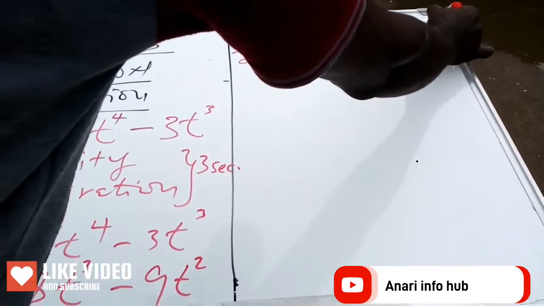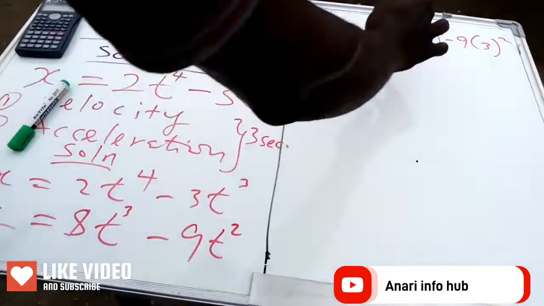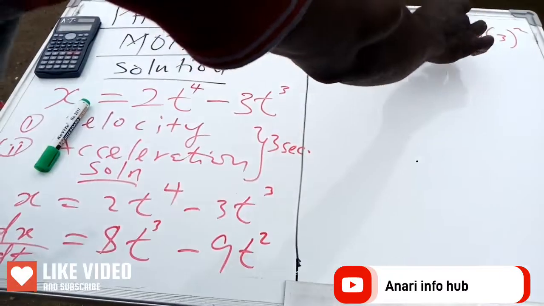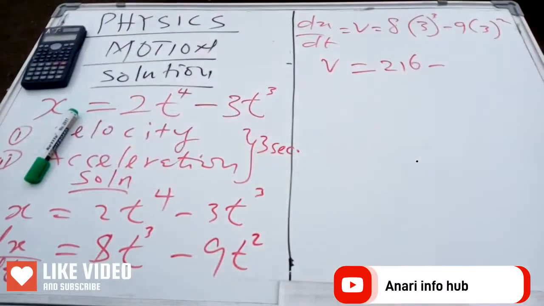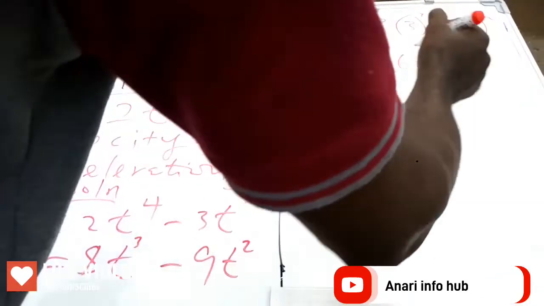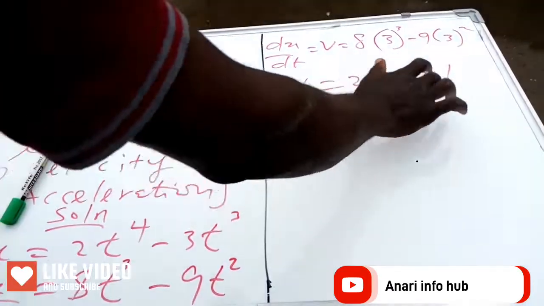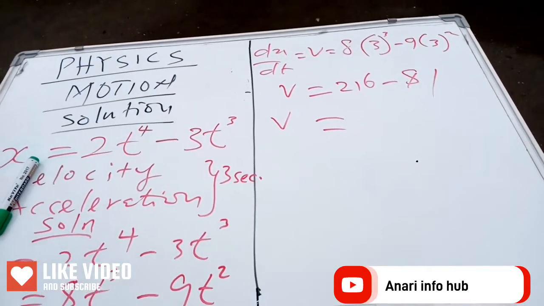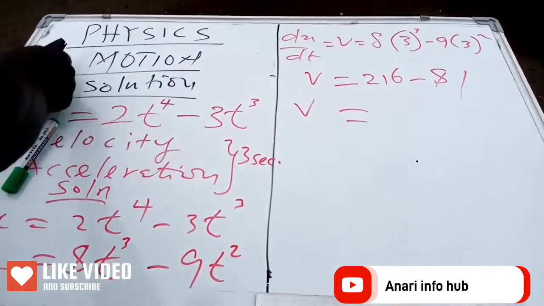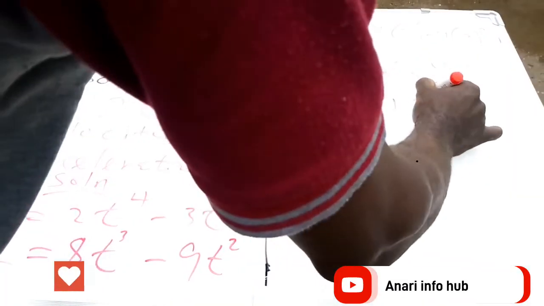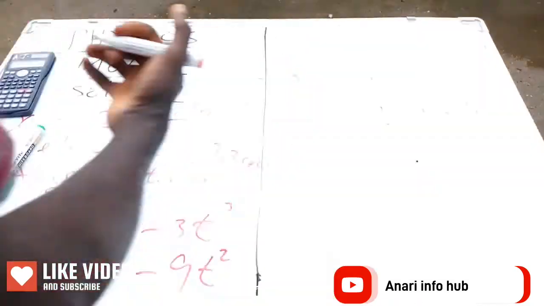So v is equal to 8 times 27, which gives us 216, minus 9 times 9, that is 81. That is v equals 216 minus 81, giving us 135 meters per second. So this is our velocity.